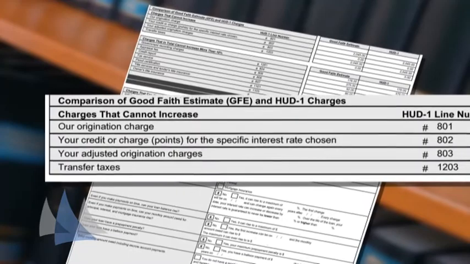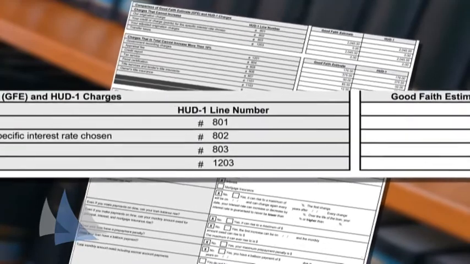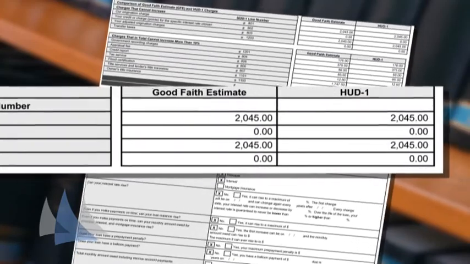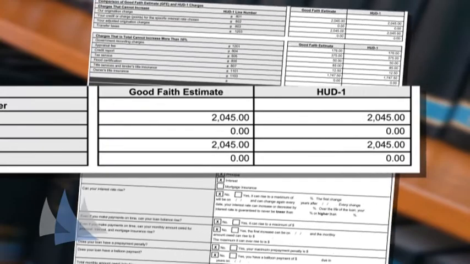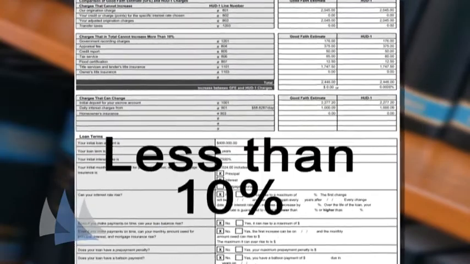The top section of page 3 of the HUD is a breakdown comparison of your good faith estimate and your actual costs. Typically, the difference between your good faith estimate and your actual costs will be less than 10%.